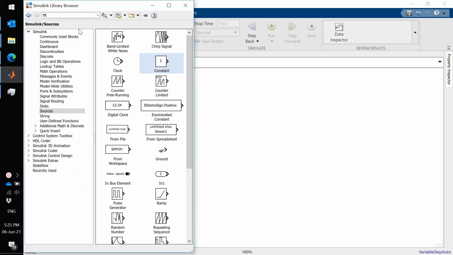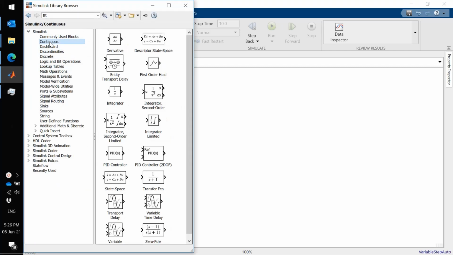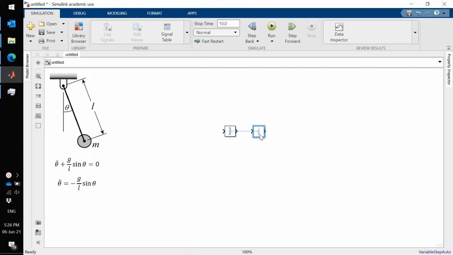And I will start by planting my state variables using two integrators. Connect the integrators. The input to the first integrator is the acceleration. Let me call it ddq for theta. And the integration of the acceleration is velocity dq, and the output is the angle theta. I'm going to call it q.